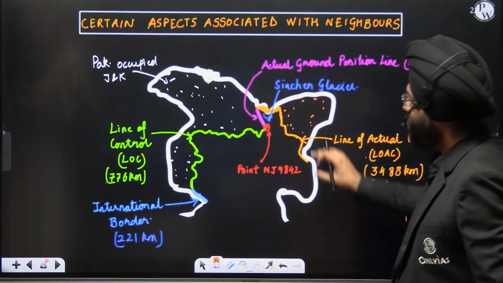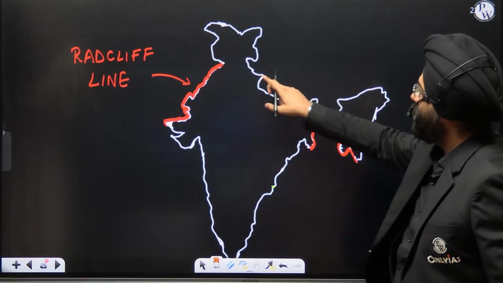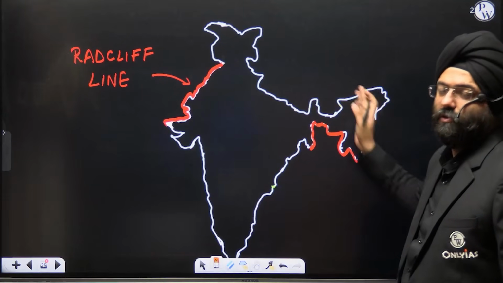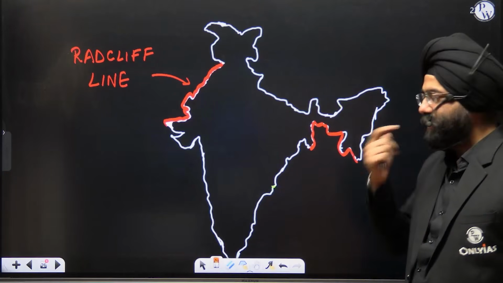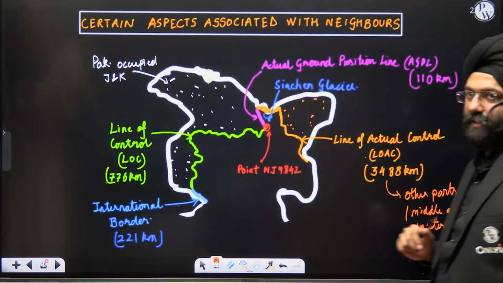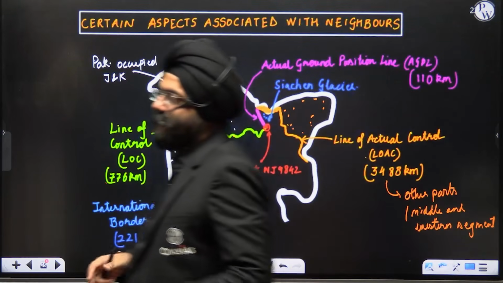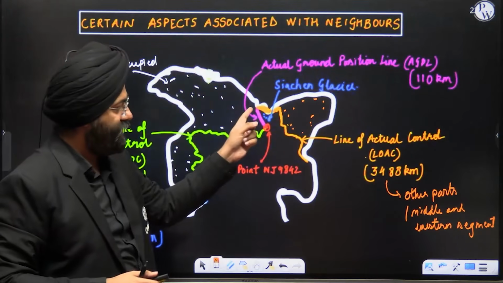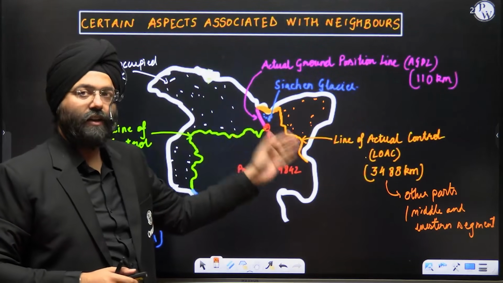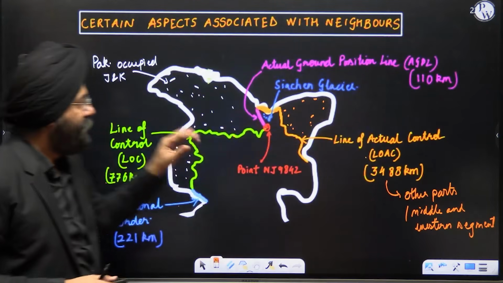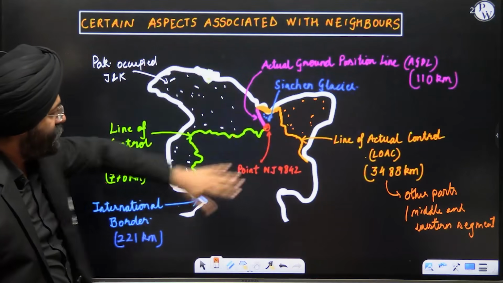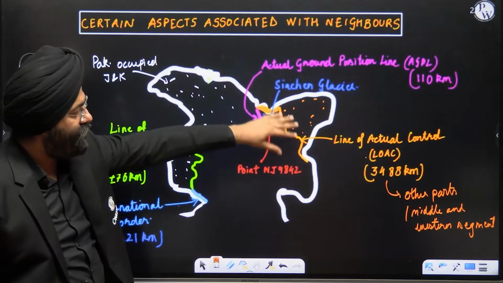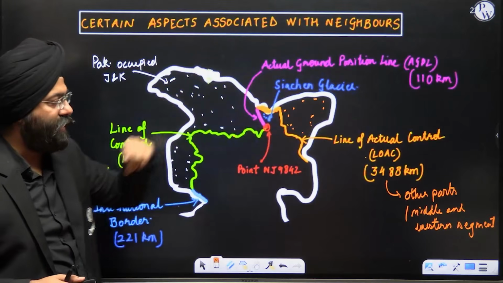If you realize this, there are parts which you have in Uttarakhand also, then you have this particular region also, and there is a problem with respect to this region also. So completely it is known as 3488 kilometers. Clear? So this is the aspect which we see with respect to Jammu and Kashmir. Please understand, this is not the complete 3488. It includes the other parts also. Clear? So this is the line of control, then this is the actual ground position line, and LAC, this part. Again, LAC has other parts also in the middle and western segments.